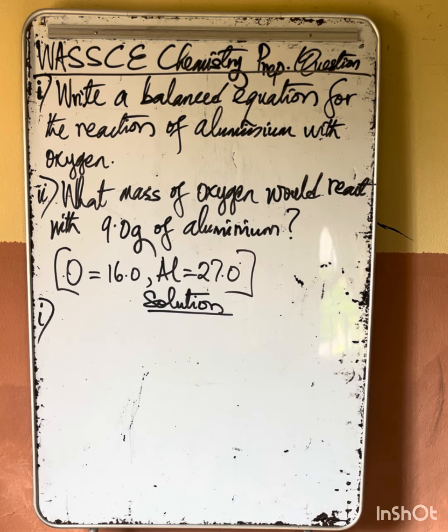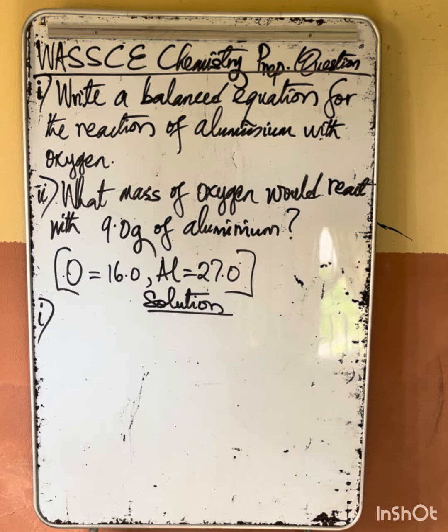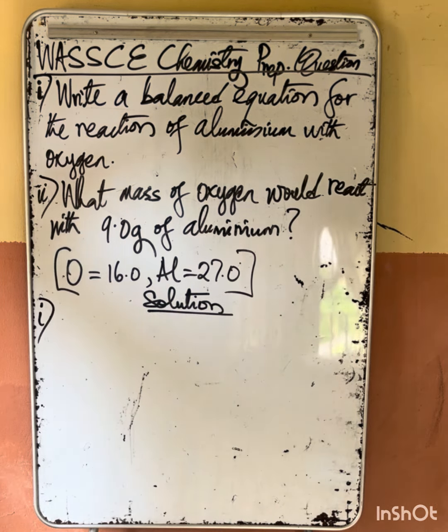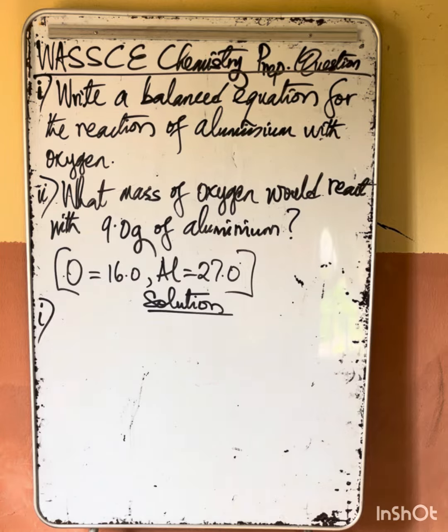So here we are. Let's go. Write a balanced equation for the reaction of aluminium with oxygen. That's sub number one. Sub number two: what mass of oxygen would react with 9.0 grams of aluminium? Given that the relative atomic mass of oxygen is 16, aluminium is 27.0. The questions are connected. Why? The first equation we write, we use it to solve the second question.